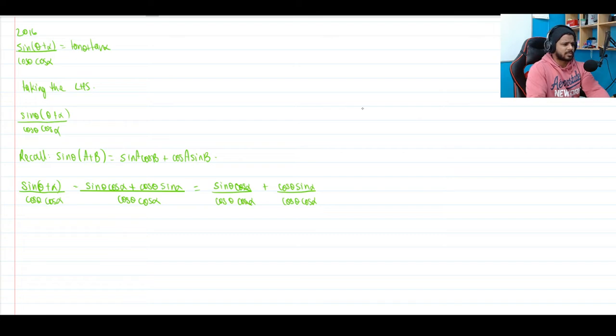Cos alpha cancels with cos alpha, cos theta cancels with cos theta. I'll recall that sine theta over cos theta is tan theta. So my identity turns into tan theta plus tan alpha, which is the right hand side, QED.